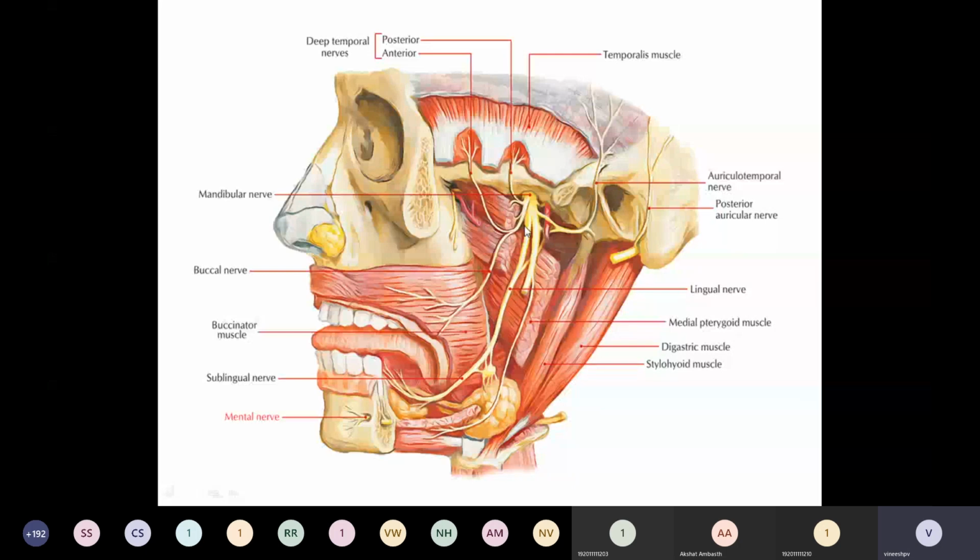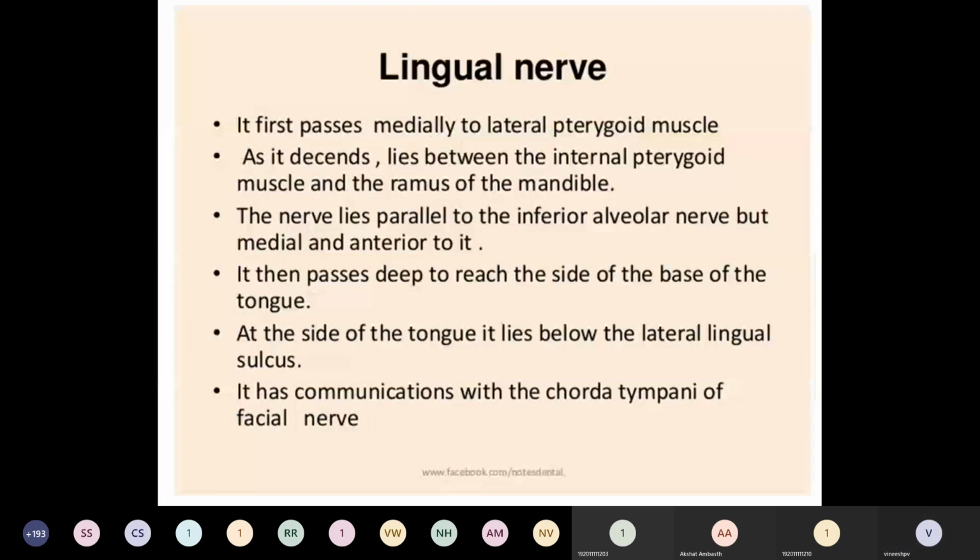Okay. If it is asked as a 5-marker question, you are supposed to write an introduction: what is the lingual nerve? The lingual nerve is a branch of the posterior division of the mandibular nerve. It runs downwards in front of the inferior alveolar nerve, medial to this muscle, the lateral pterygoid muscle. It descends between the lateral pterygoid muscle and the ramus of the mandible. Then it lies parallel to the inferior alveolar nerve, but medially and anterior to it.